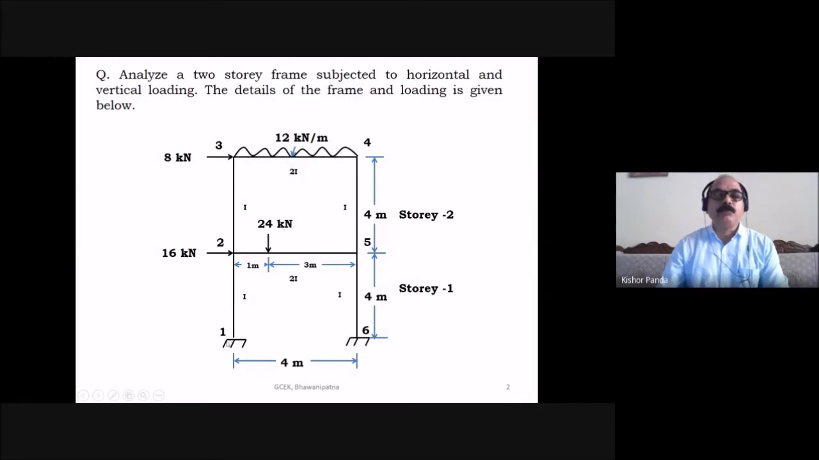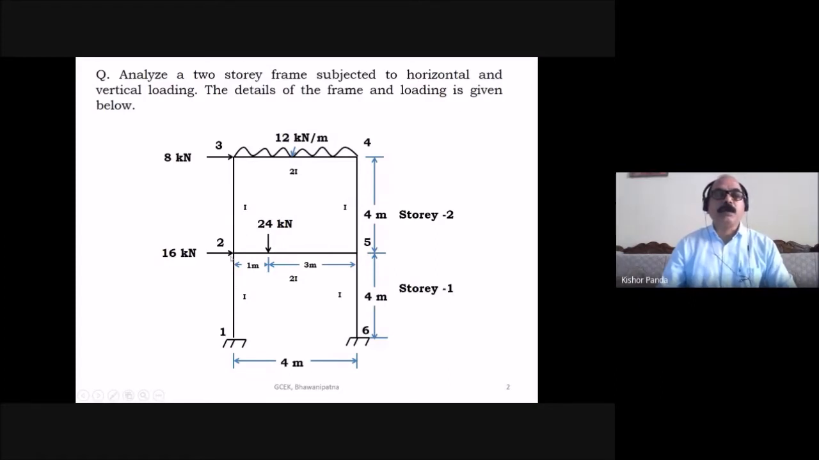But here you see, this is already fixed, so the far end rotation moment is 0 here. But on this side you don't know the rotation moment, and on this side also you don't know the rotation moment. So here you assume it. The far end rotation moment of 5 you have to assume 0, and the far end rotation moment of this one you also have to assume 0.